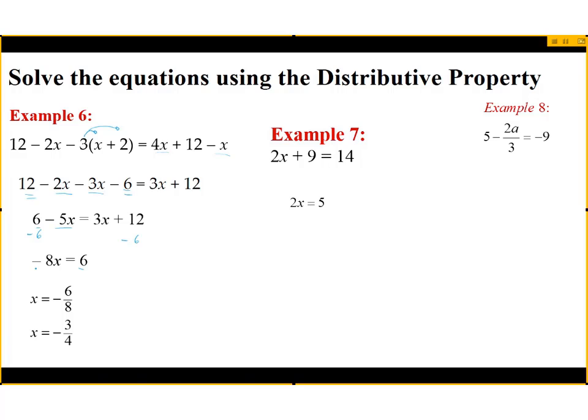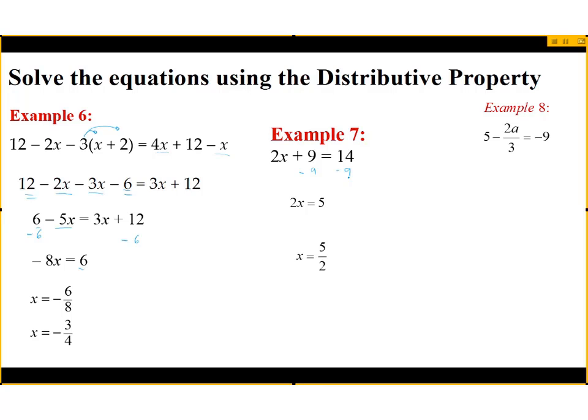Next example here. I can subtract 9 from both sides of the equation. Get 2x equal to 14 minus 9, which is equal to 5. Divide both sides by 2, x equal to 5 over 2. This is a very simple example of solving equations.